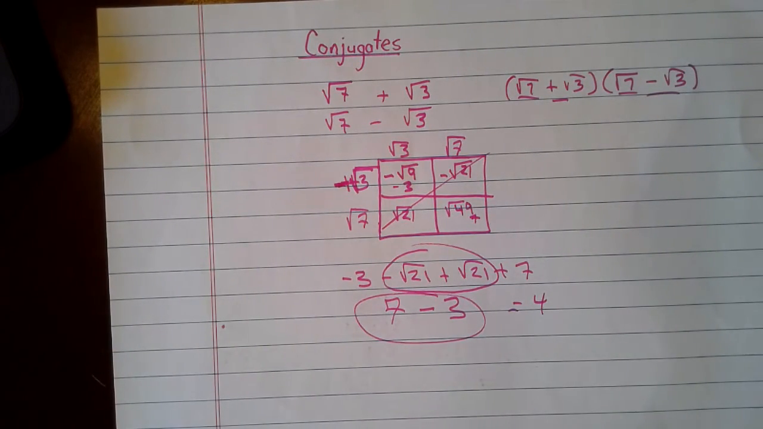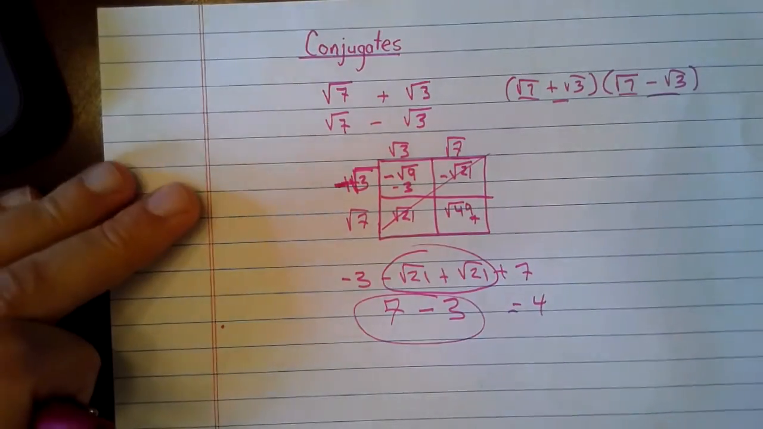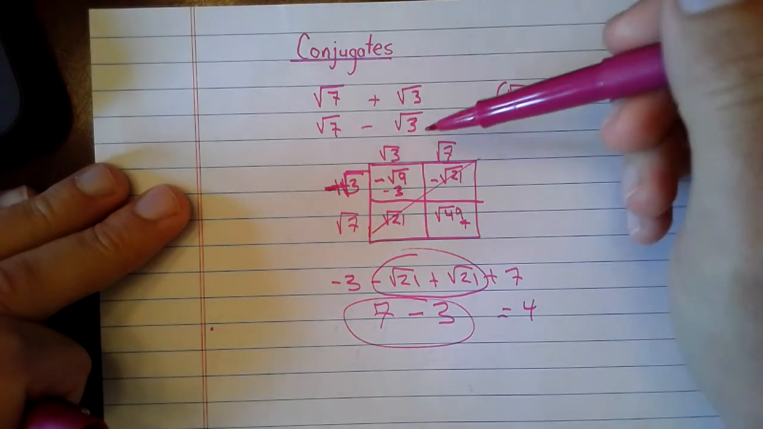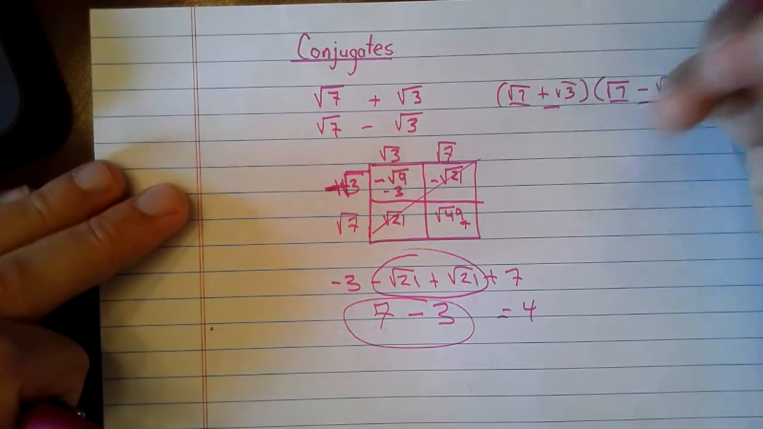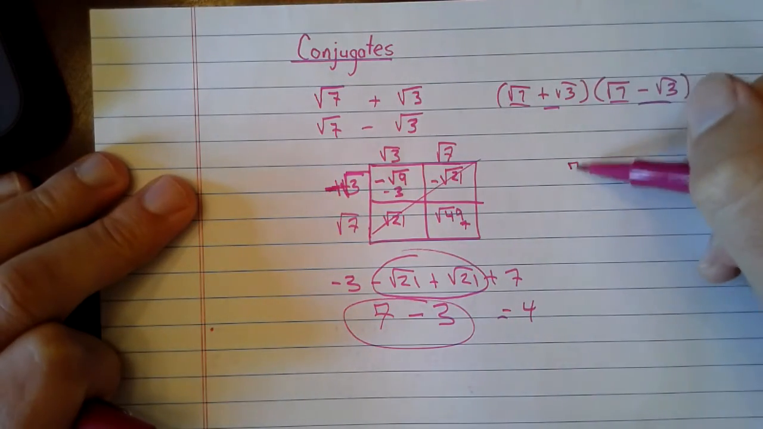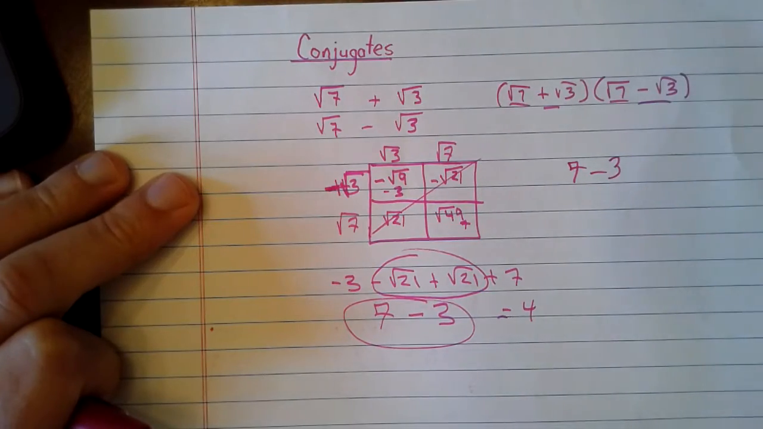Every time there's going to be a shortcut. We don't have to make this area model every time. If I see root 7 plus root 3 and root 7 minus root 3, the conjugate, when I multiply them together, I'm just going to end up getting 7 minus 3.